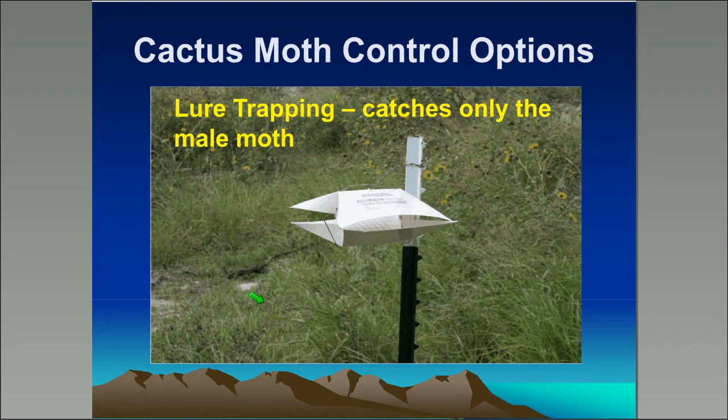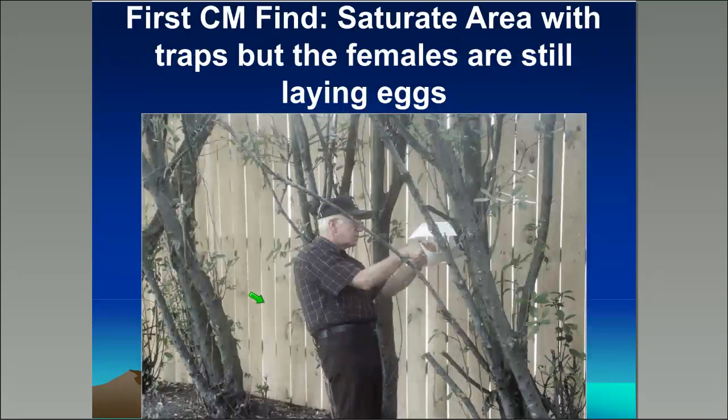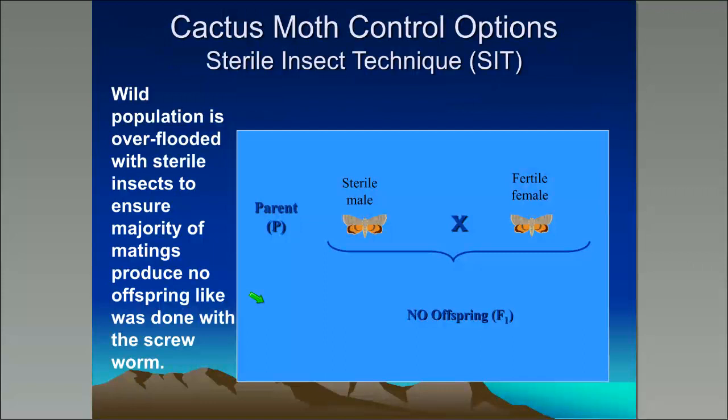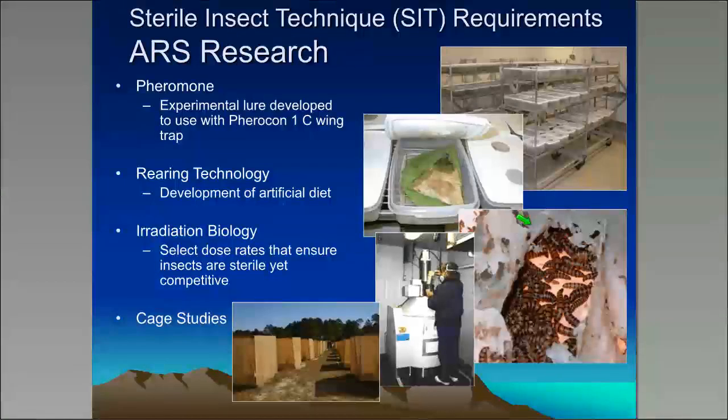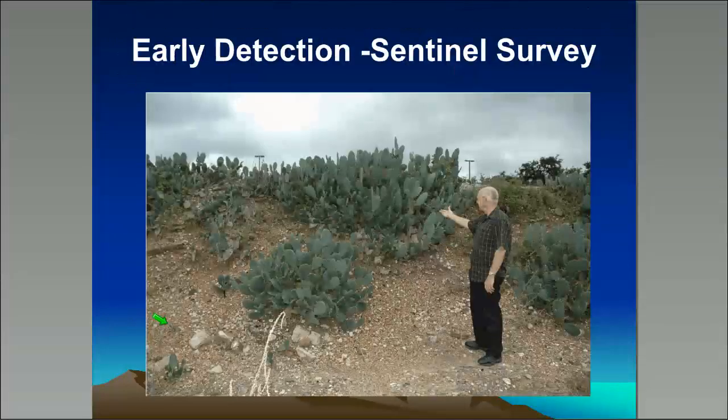The lure trapping that we have only catches the male moth. And here's a volunteer putting in a new lure in a cactus moth trap bottom every 2 weeks to help survey, but I don't think we'll ever put out enough traps to catch all the males. Now, the sterile technique would take a sterile male moth and mate with a female moth, and we would flood the environment with sterile males so that no more successful reproduction would take place. This is successful in cage studies, and successful in one program release.